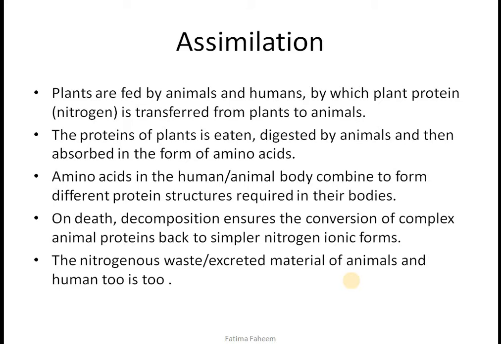cells. So here, assimilation means how the nitrogen in the air is made available to animals and plants, how they assimilate that nitrogen in their body. It is in the form of proteins.